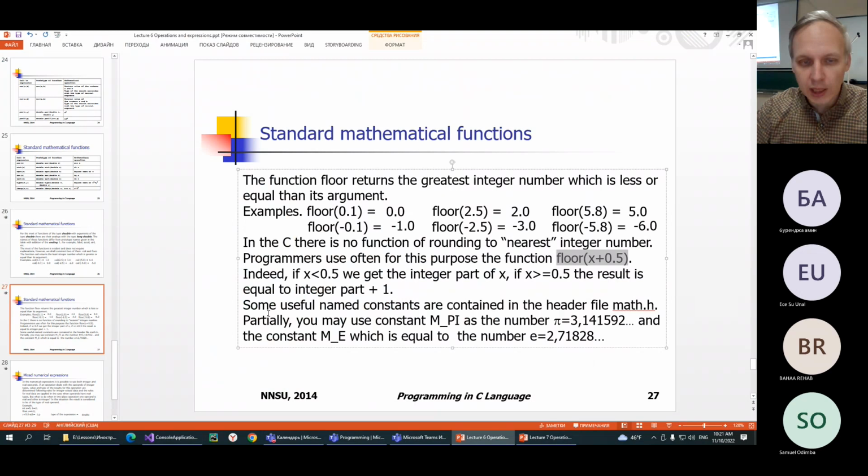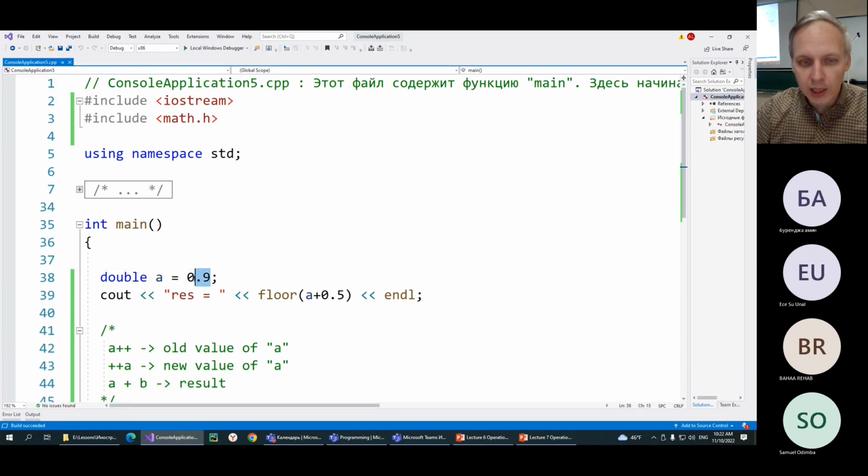Well, finally, some useful constants are defined in the module math.h. These constants correspond to pi, and the constant is denoted M_PI. The constant that corresponds to e is denoted M_E. But I cannot use just M_PI in my program. If I write M_PI, the compiler outputs an error.